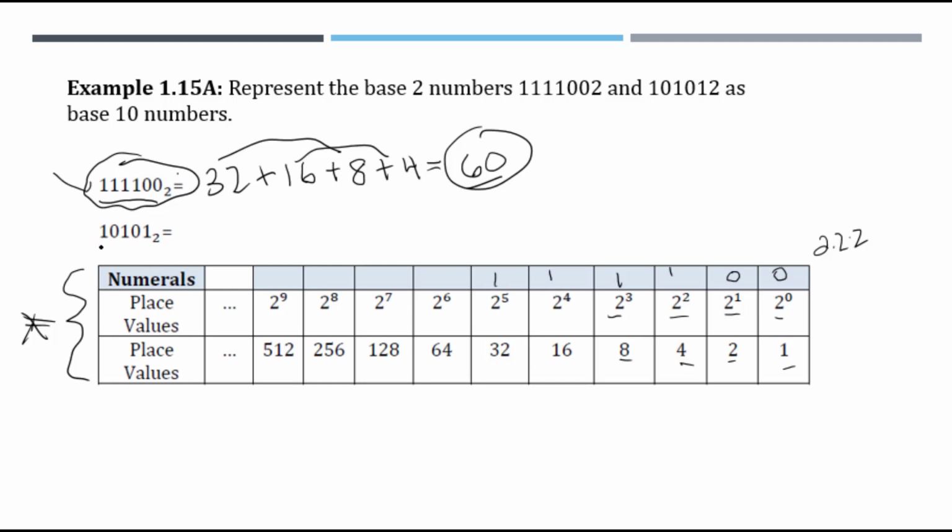So let's try this one. 10101. Okay, I laid it in. So I have 1 times 16 plus 1 times 4 plus 1 times 1. So that is 21. And that is how your computer actually represents 21, because your computer is base 2.